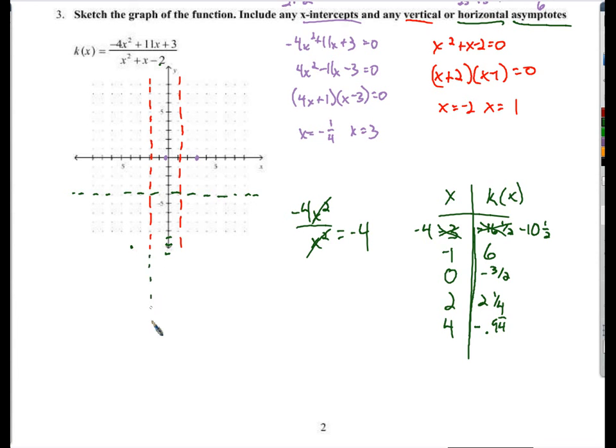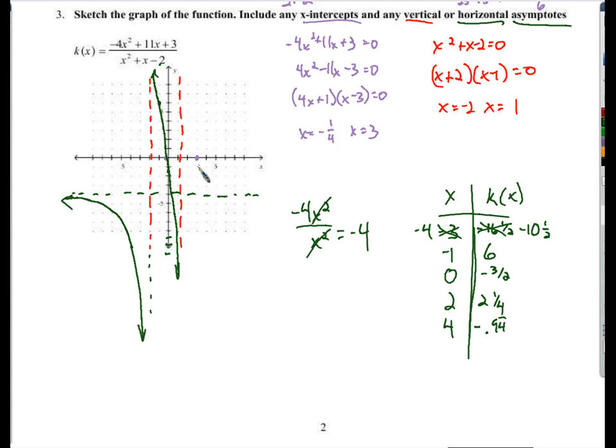Alright, and the vertical asymptote continues down here, so let's just go ahead and complete this part of the graph. We know it's down in here because it doesn't cross the x-axis, no x-intercept. Alright, negative 1 and 6, negative 1 and 6, 0 and negative 3 halves. So it's going to go through here, through this point, and continuing down.